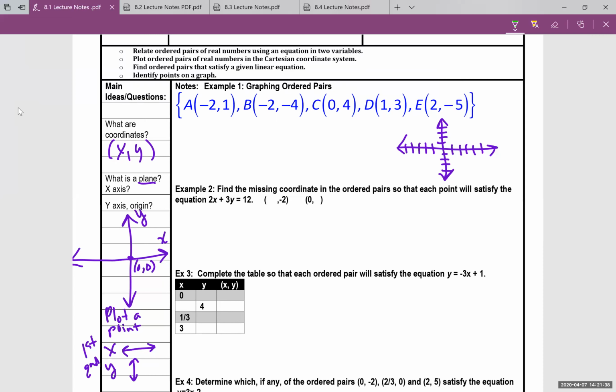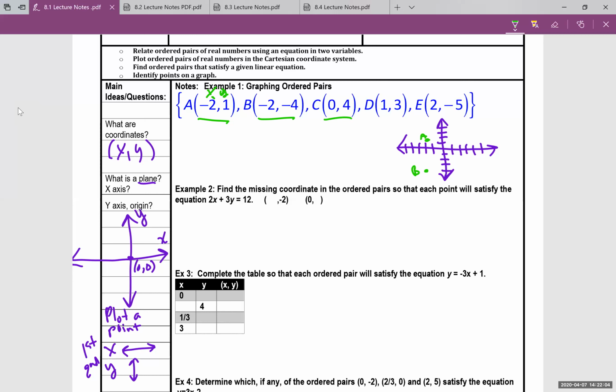If I'm going to plot -2, 1, remember, the x is first, and the x is side to side. So I'm going to go back 2 and then +1. Okay, so that is point A. Point B is back 2, down 4. So back 2, down 4. This would be point B.